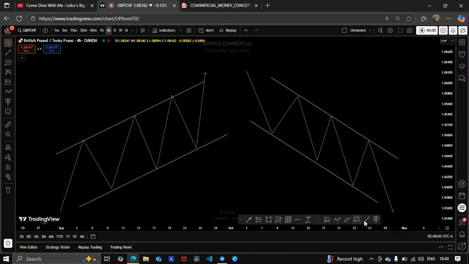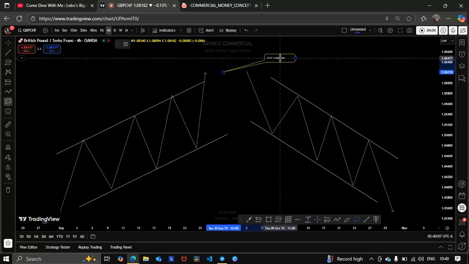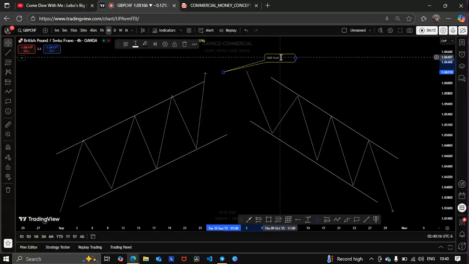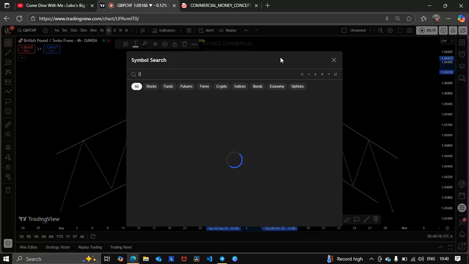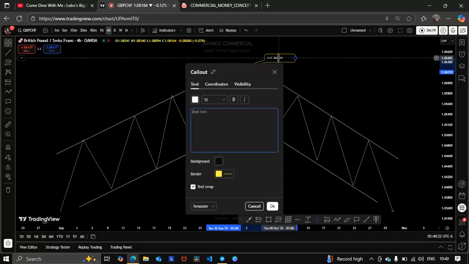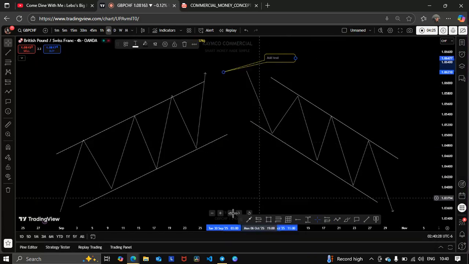So right now we are focusing strictly on break of structure, BOS. My bad. So break of structure means we're having continuation to the downside or continuation to the upside.